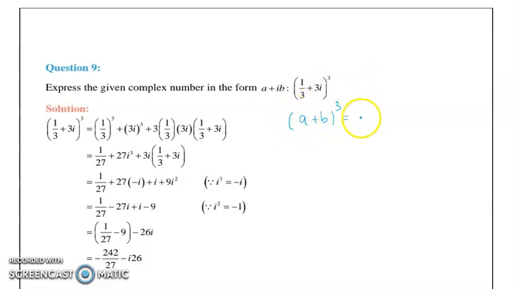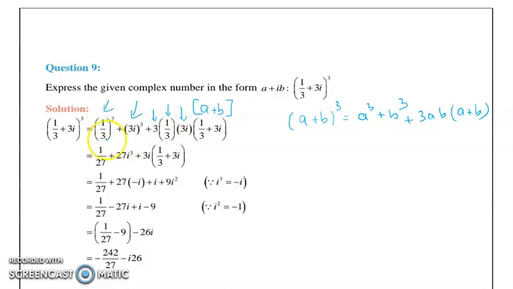(a + b)³ is what, students? a³ + b³ + 3ab(a + b). So that is what I have written here: a³ + b³ + 3ab(a + b). Can you see it very clearly, students? Simple, nothing difficult. Now you have to just expand this.